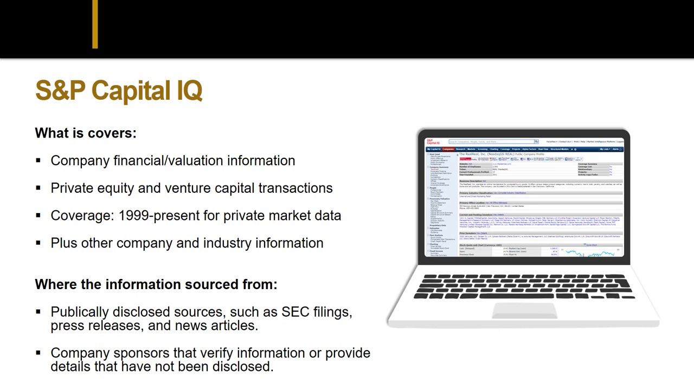According to their posted research methodology, S&P Capital IQ includes a complete review and synthesis of publicly disclosed sources such as the SEC filings, press releases, and news articles. They also work directly with sponsors to verify existing information or gain access to details that have not been publicly disclosed.